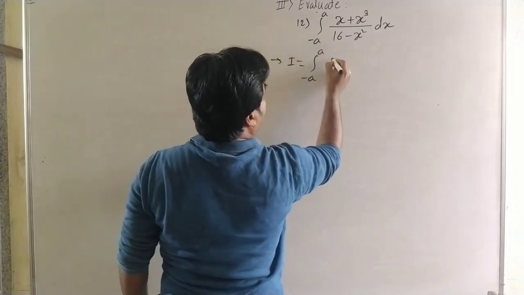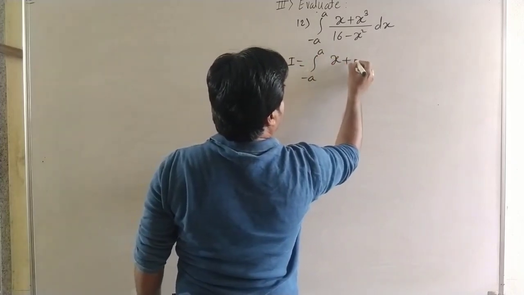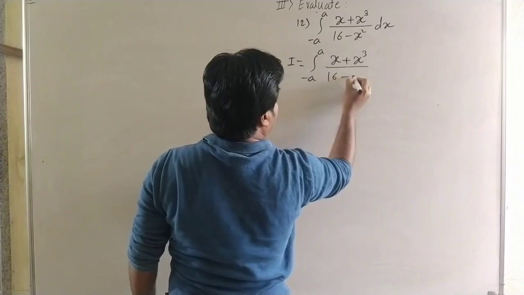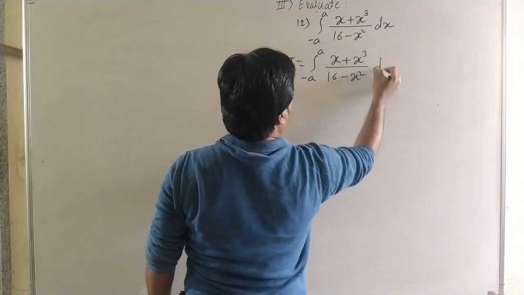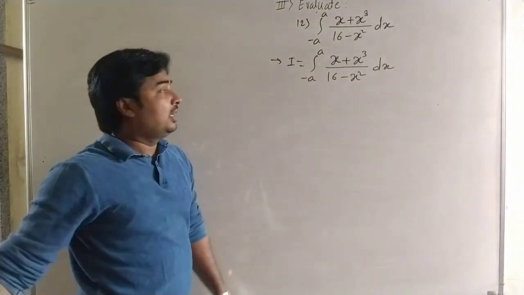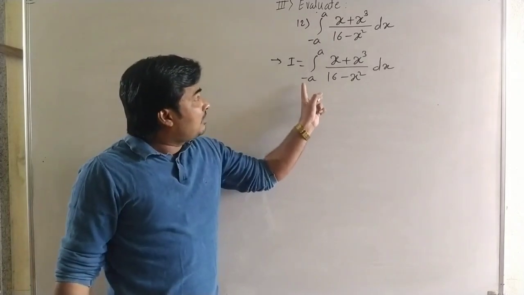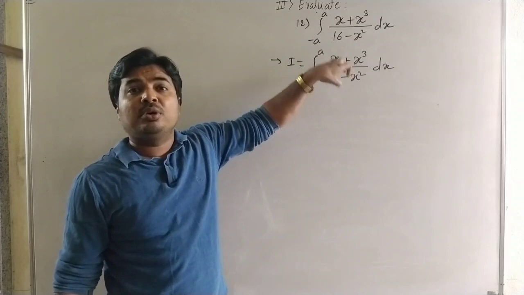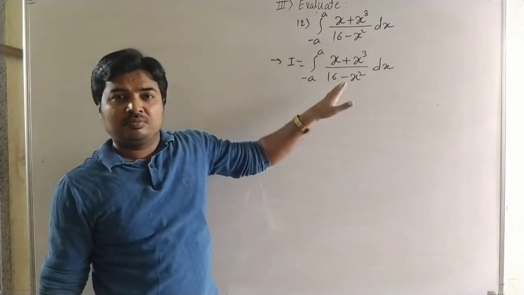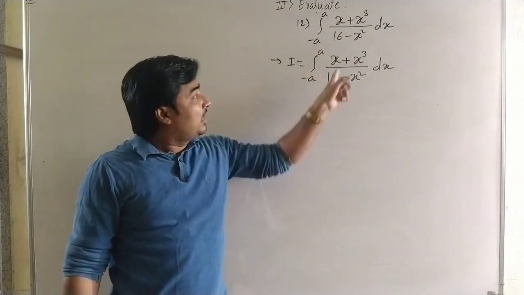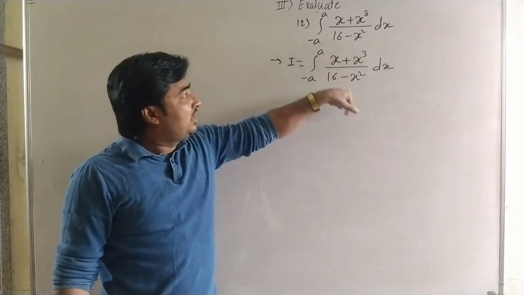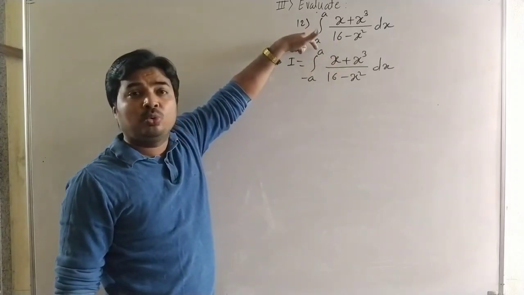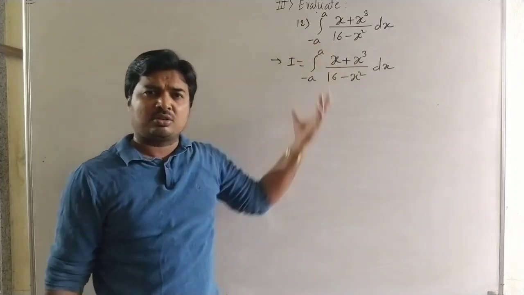Integral minus a to a of x plus x cube upon 16 minus x square dx. See carefully this. Okay, here the limit is minus a to a. So first we check whether this function is even or odd. If it is odd, then the integral is 0, and if it is even, then this integral we can write as 2 into integral 0 to a of f of x dx and solve the integration.